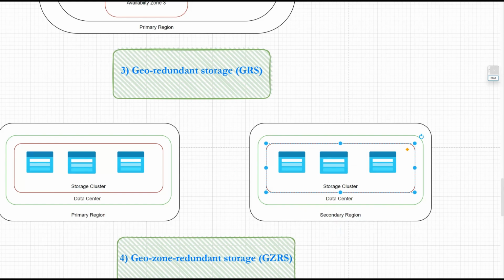So basically, we can say that it will provide you disaster recovery capabilities in case of any regional outage. So what would be the limitation for this GRS? Failover to the secondary region requires manual intervention. Without that, your data will be intact in your primary region.